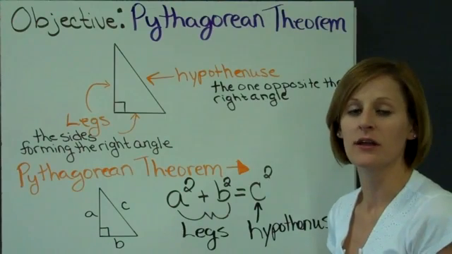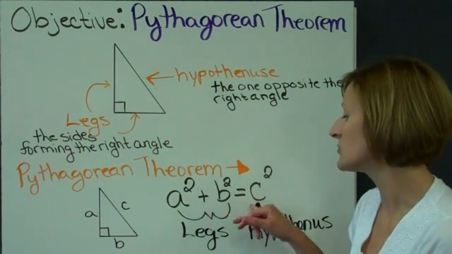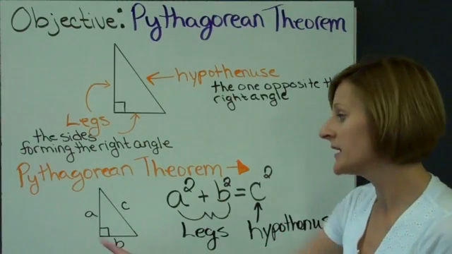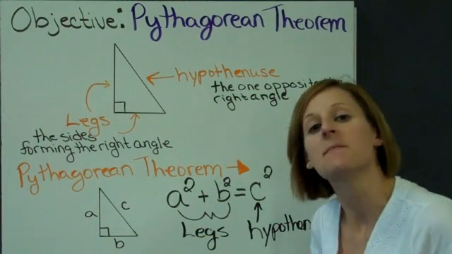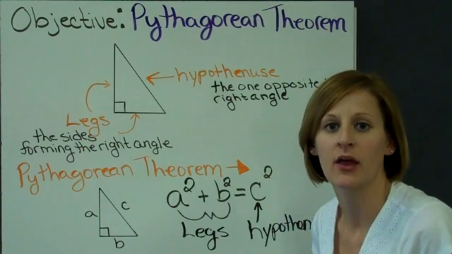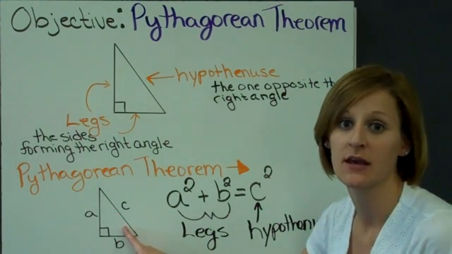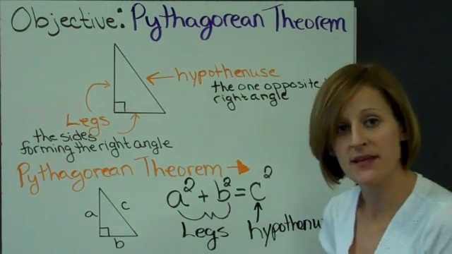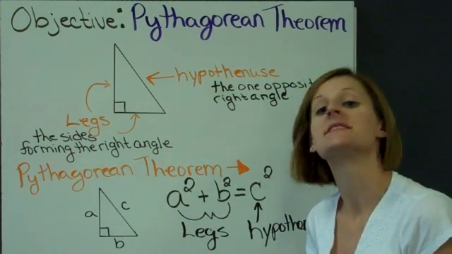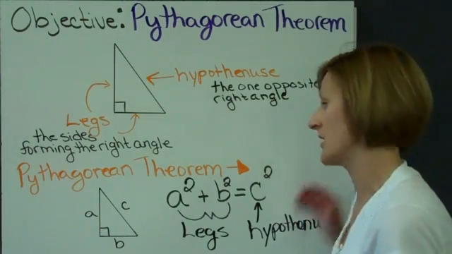Okay, so the Pythagorean theorem is a squared plus b squared equals c squared. Your legs right here are your a and your b, and it doesn't matter which leg is a or which leg is b. But your hypotenuse has to be c. That does matter. So we use this formula basically to solve for a missing side when we are trying to find all the sides of a right triangle.